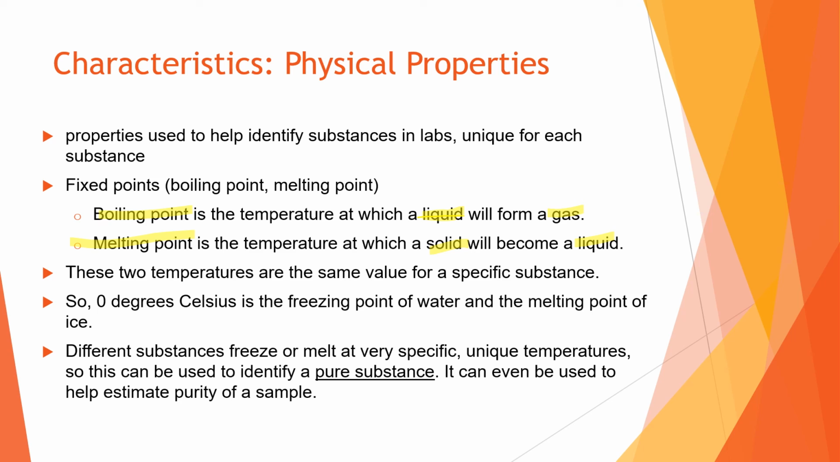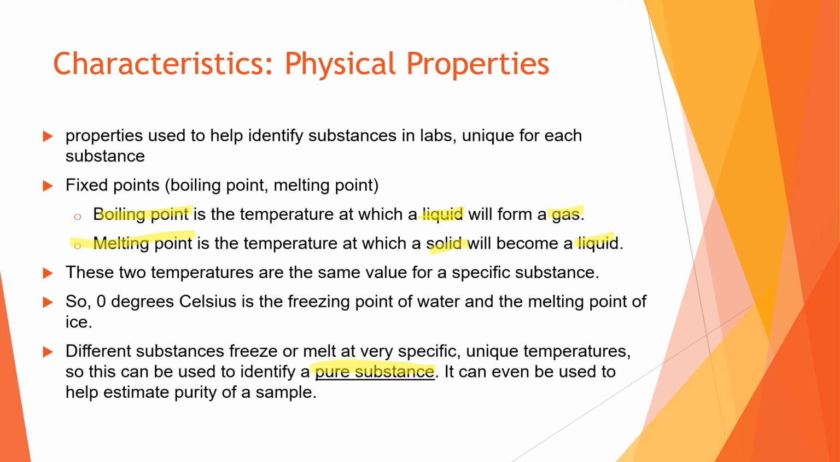These two temperatures are the same value for a specific substance. So 0 degrees Celsius is the freezing point of water and the melting point of ice. Different substances freeze or melt at very specific, unique temperatures. So this can be used to identify a pure substance. It can even be used to help estimate purity of a sample.